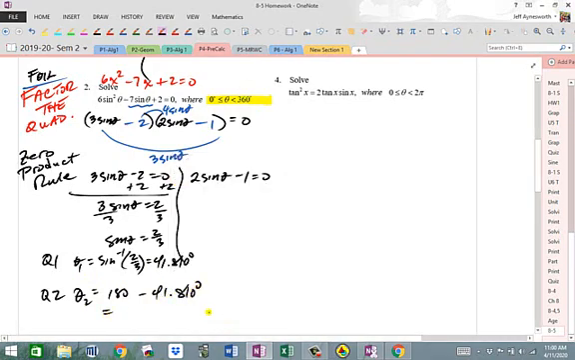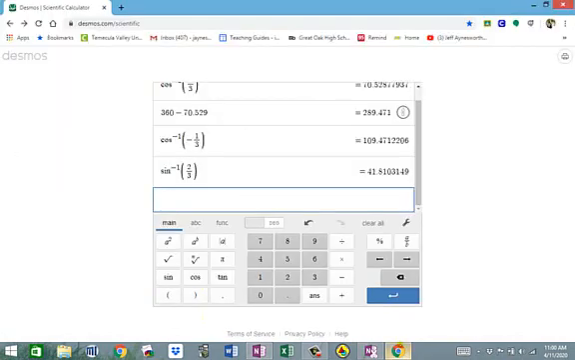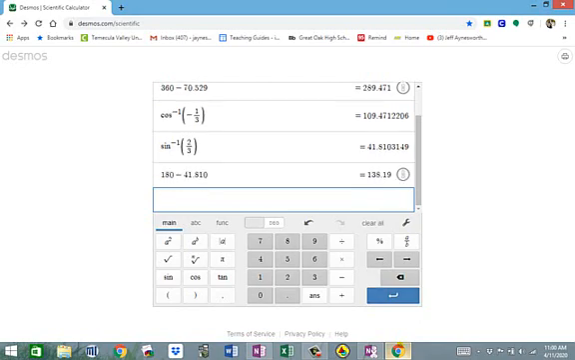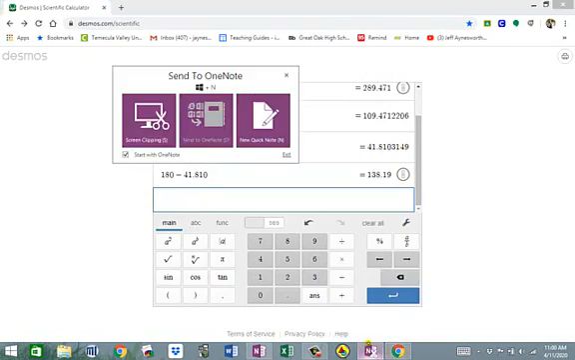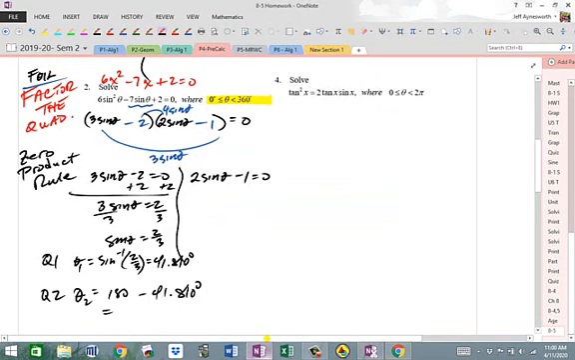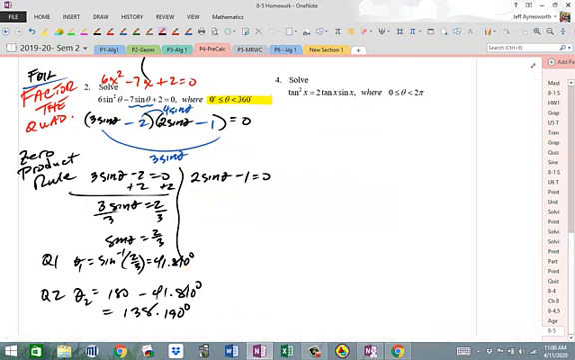So you type in 180 minus the previous answer, 41.810, and you get 138.190 degrees, and there's your second solution. So we already have 2 solutions. Now we've got to find the other 2.